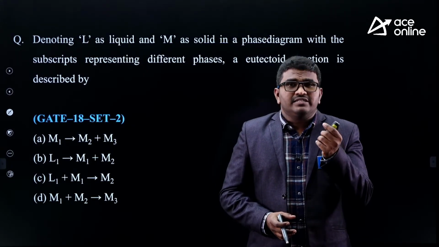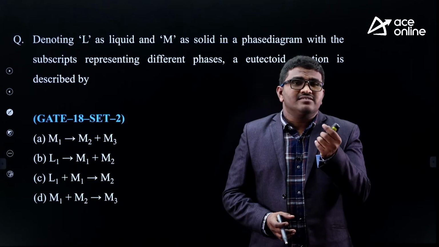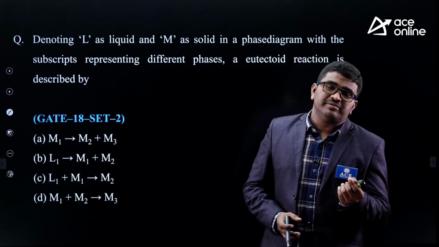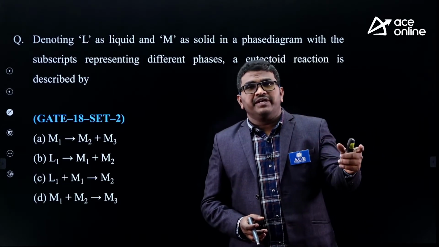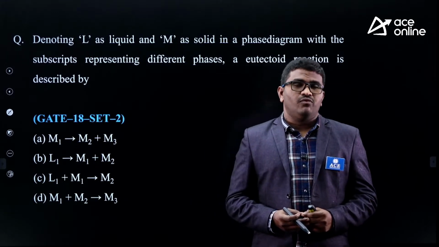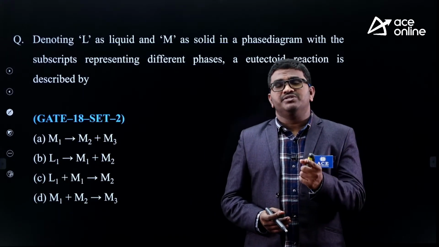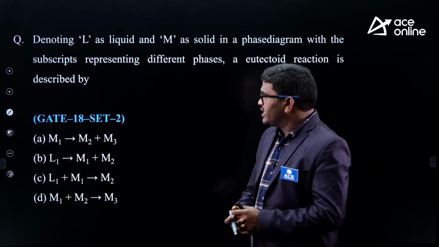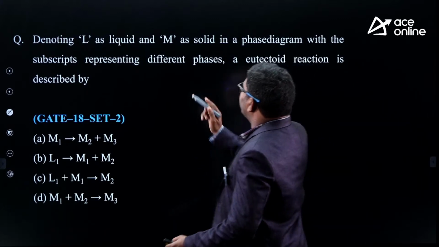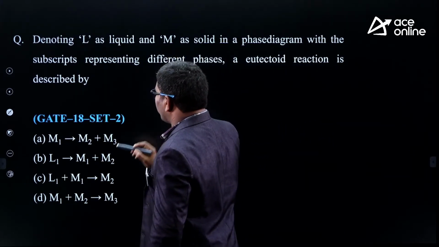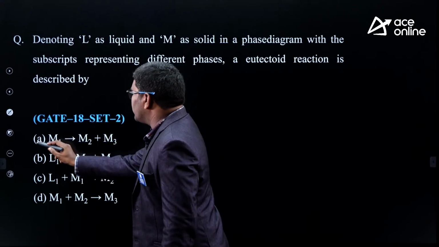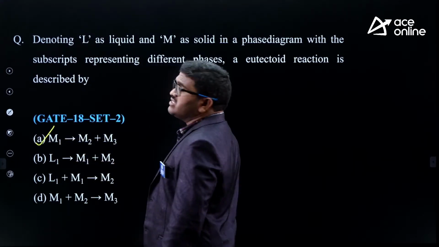At an exact particular chemical composition and temperature, one solid phase directly transforms into 2 different phases. See here, one solid transforms into 2 solids. Here M represents solid. One solid transforms into 2 solids upon cooling. So this is the direct answer.